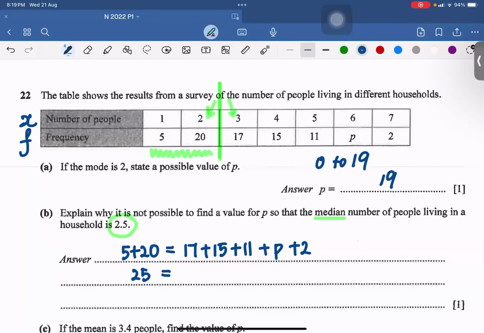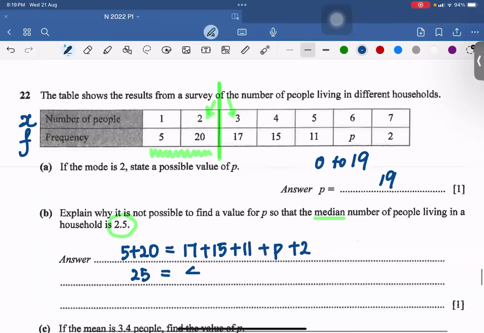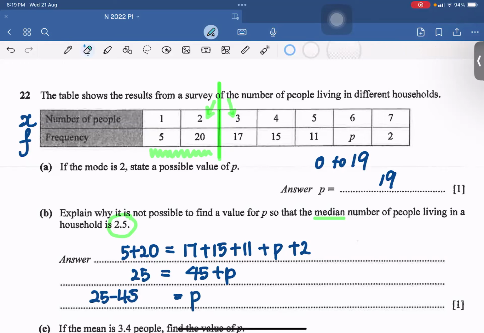This one must calculate. 17 plus 15 plus 11 plus 2. So here got 45 plus P. P will become 25 minus 45. The answer is 25 minus 45, negative 20. Explain. Why not possible? What's so special about the value here?